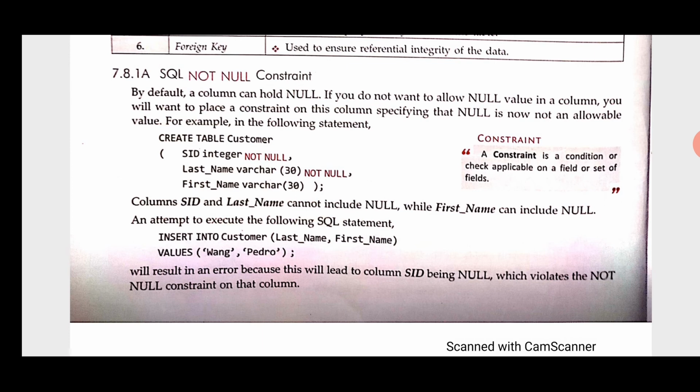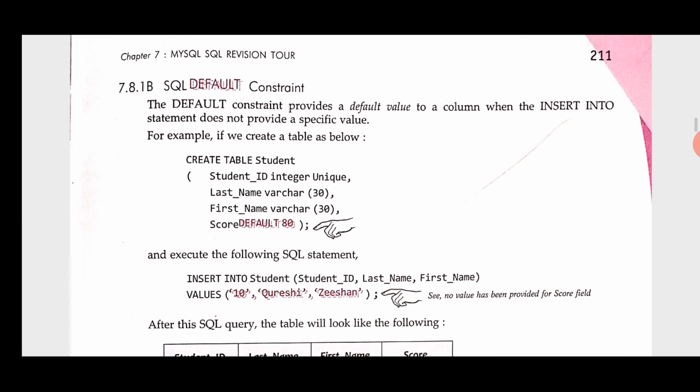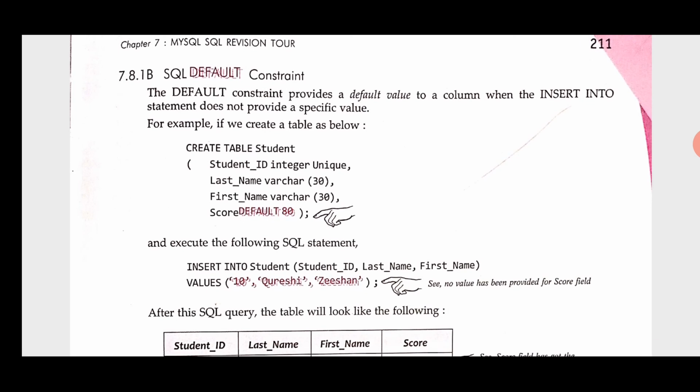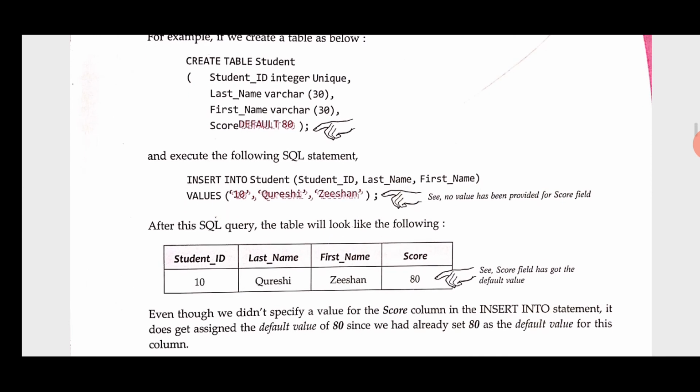Second one, SQL DEFAULT constraint. The default constraint provides a default value to a column when the INSERT INTO statement does not provide a specific value. For example, here we can see in the example given, CREATE TABLE student, student ID INTEGER UNIQUE, last name VARCHAR 30, first name VARCHAR 30, and a score DEFAULT 80, and execute the following SQL statement.